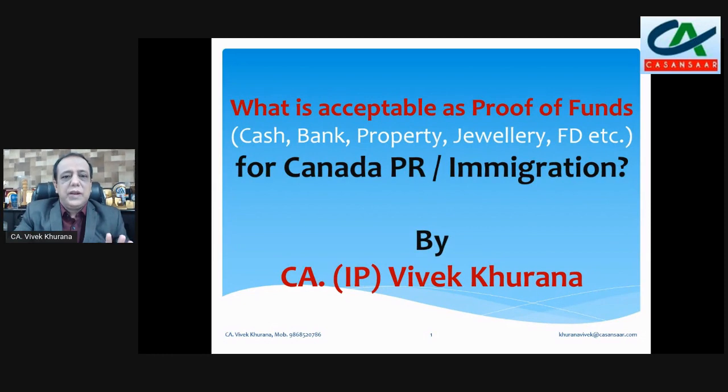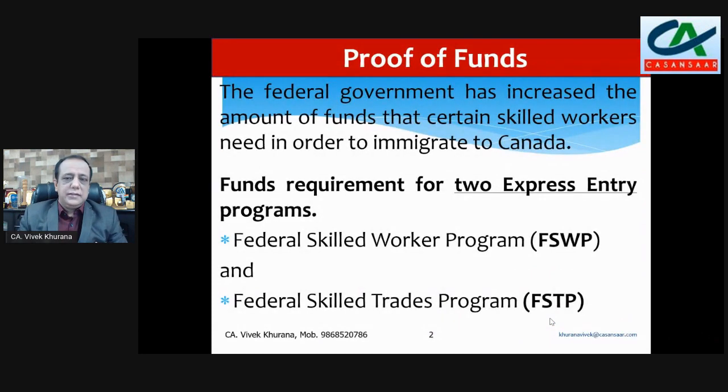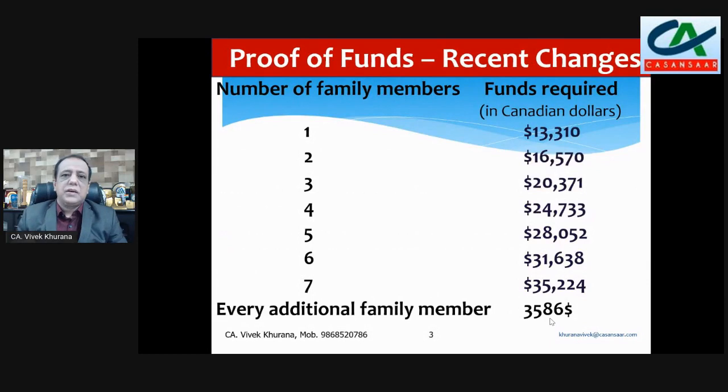So what should be added as the proof of fund? We have already discussed that recently the federal government has increased the amount to be shown as proof of fund. In our previous video, we have discussed this Express Entry regarding two programs, Federal Skilled Worker Program and Federal Skilled Trade Program. So please go through that video. And also we had discussed how much fund should be required as per the family members, one family member and two family members, how many family members are there. So the link we will provide in the comment box. Otherwise, you can also check it from the iBox. So that we have already discussed.